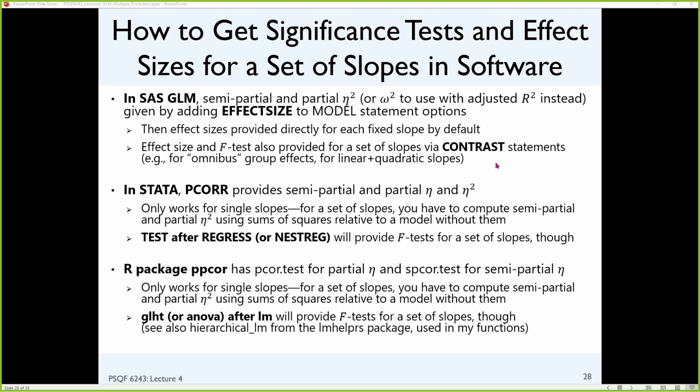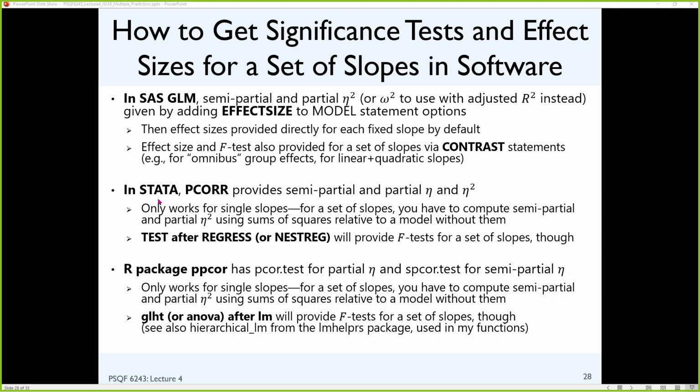The easiest one is SAS. Sorry, no one wants to learn that anymore. But you add one word, effect size, and all this stuff pops out for everything. It's glorious. Contrast is a statement that you can use that can do both generating f-tests for sets of slopes in your model and their corresponding effect sizes. It's glorious.